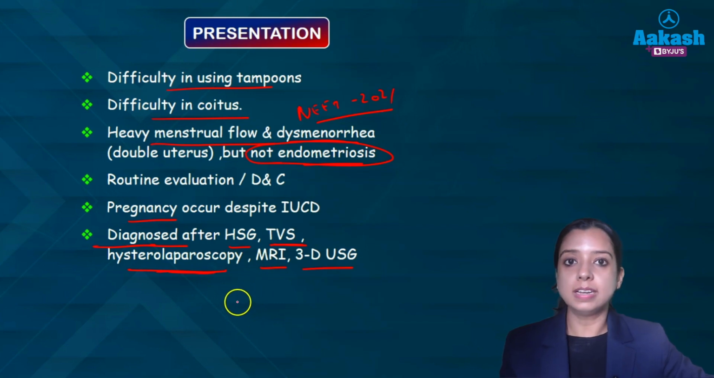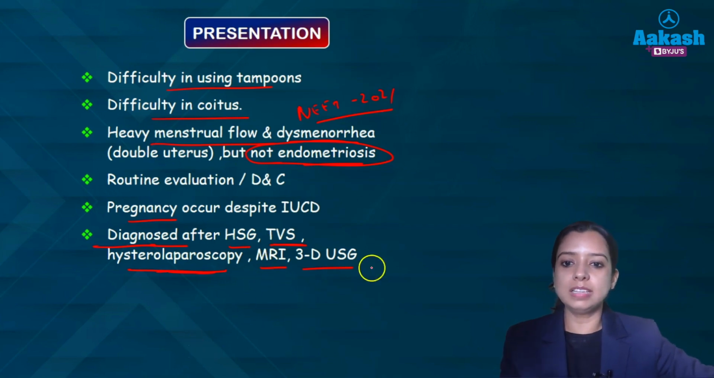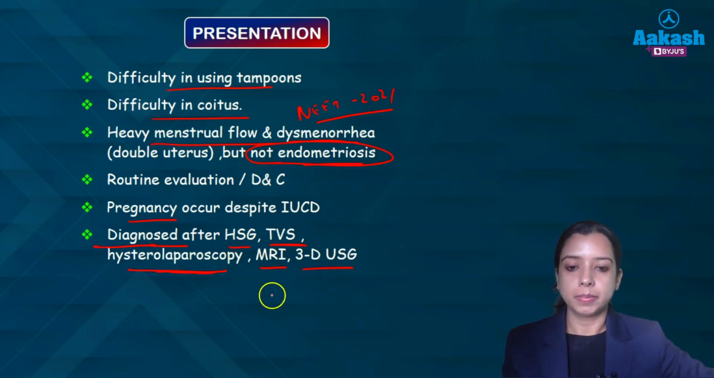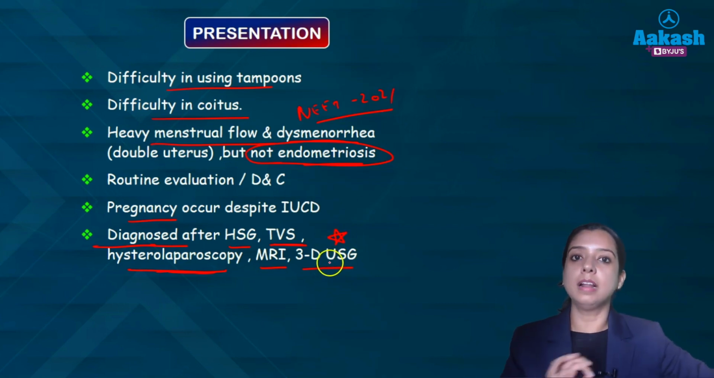Another question was asked in NEET 2021. NEET 2021 asked basically a patient with recurrent abortion is suspected to have Mullerian anomalies. How will you confirm? Here the question is, among all these tests, which is the confirmatory? The confirmatory for Mullerian anomaly, just know for all time, is 3D ultrasound. 3D ultrasound is used for confirmation.